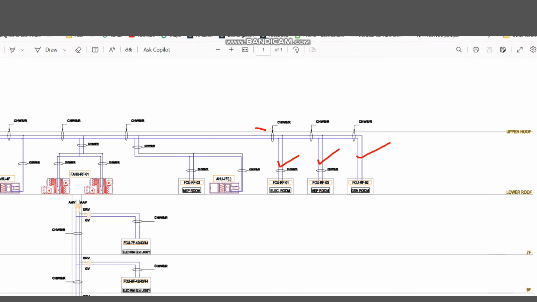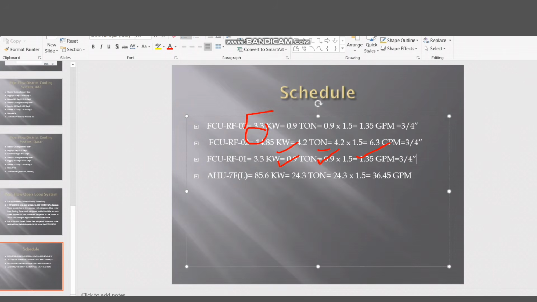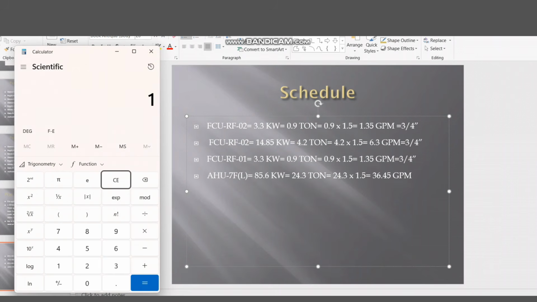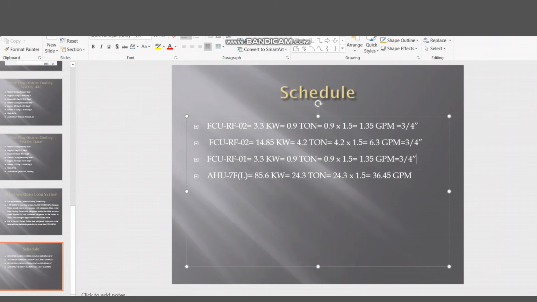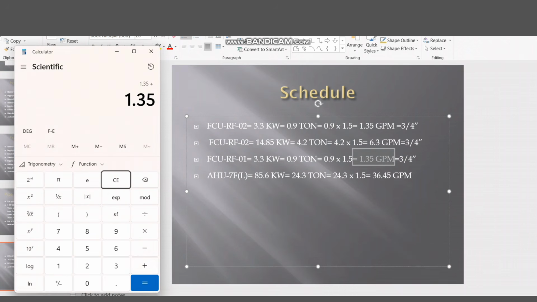This one and this one we know. So what about this combined pipe size here? We need to add these 3 flows, then we get the answer. For example, here we have to add 3 flows: this flow plus this flow plus this flow. So 1.35 plus 6.3 plus again 1.35. The total is 9 GPM.